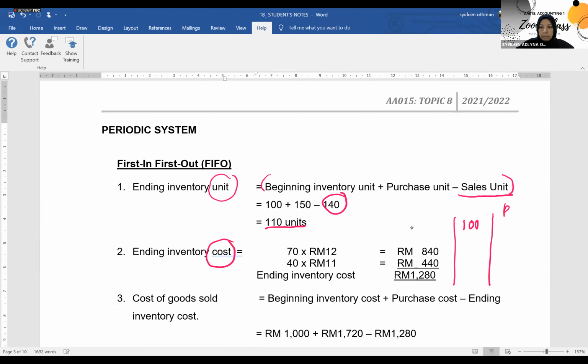The price is RM10. This is the beginning inventory. Then I bought 80 units at the price of RM11. And then I bought another batch of inventory, 70 units, with a price of RM12.